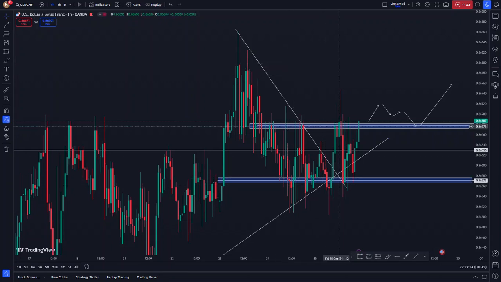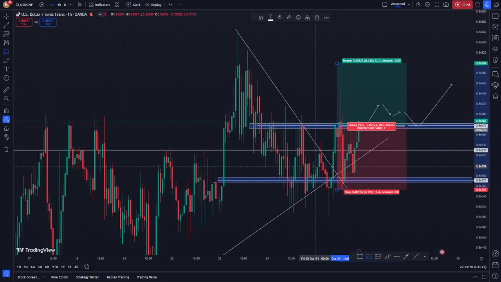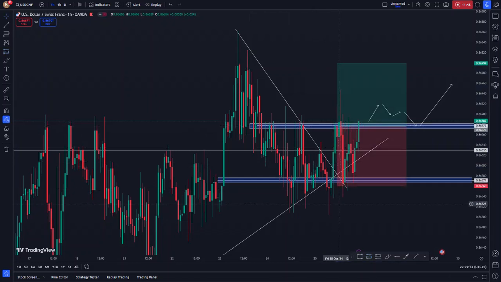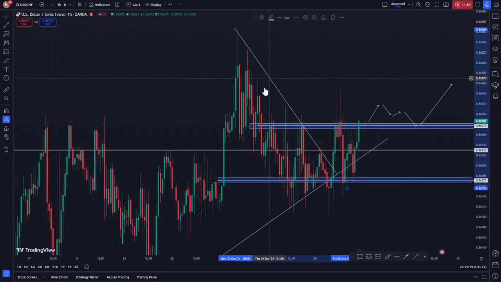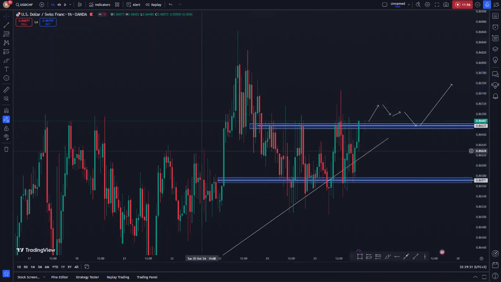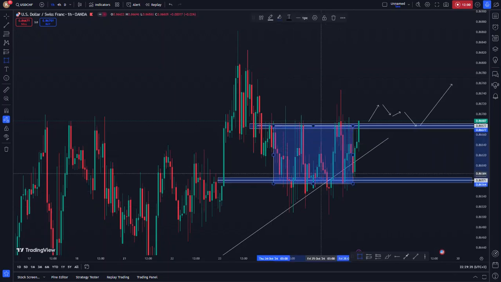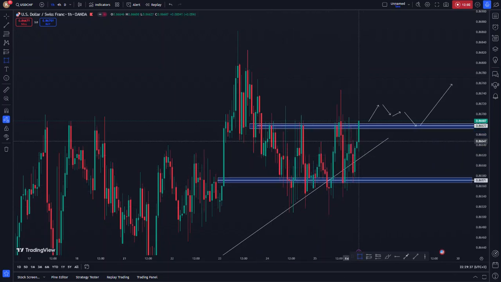So I was like, oh, okay, we just broke that area of support, so of resistance, sorry. So I decided to take my entry like that, and as you can see, price tapped me out, and then price started pushing up. It was only later that I realized that this was actually a correction, and that's why I ended up getting tapped out. So now we are breaking that correction to the upside.